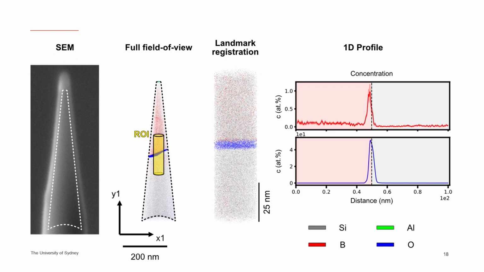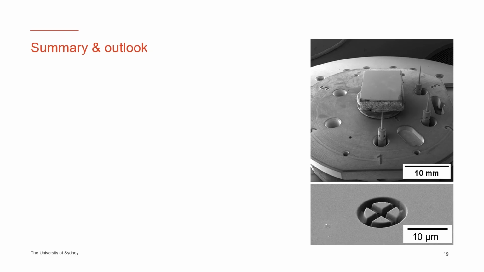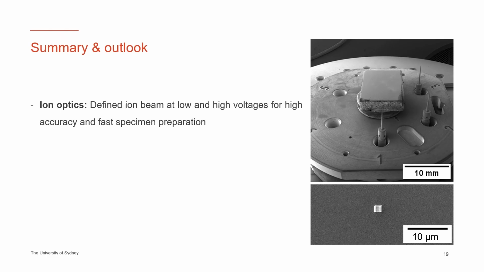To conclude, the AMBER X allows time-efficient specimen preparation for atom probe tomography. This is due to its ion optics generating well-defined ion beams at high and low voltages, allowing accurate and fast milling operations. Together with the in vitro atom probe, that makes a powerful combination to study functional and structural materials.